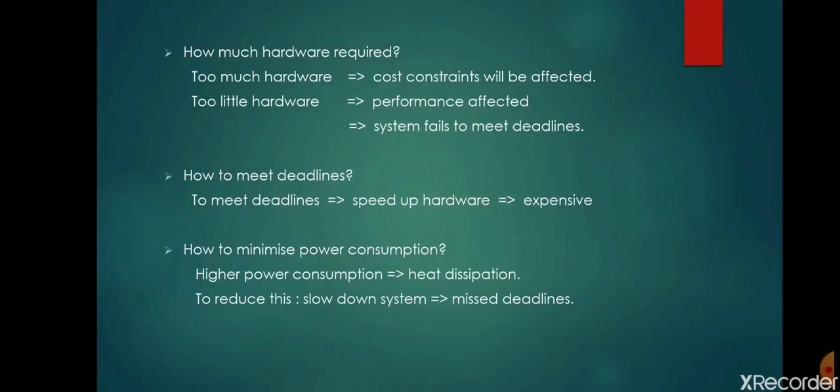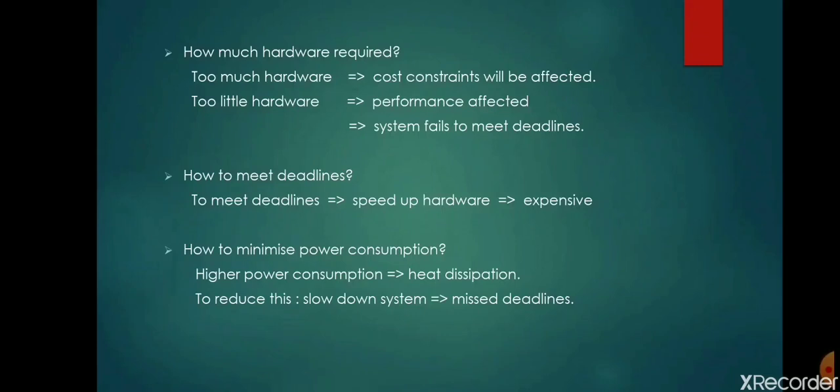So the choice of hardware is very important. If we use too little hardware, then the performance will get affected and our system will fail to meet the deadline. If we use a lot of hardware, then the cost constraints will not be met because it will be more expensive. This is the first challenge.